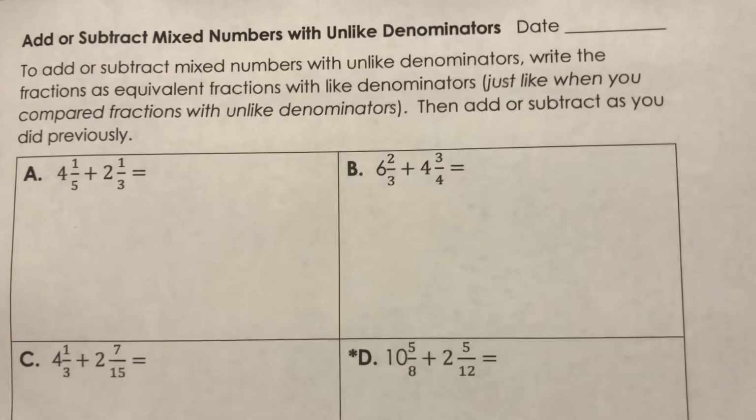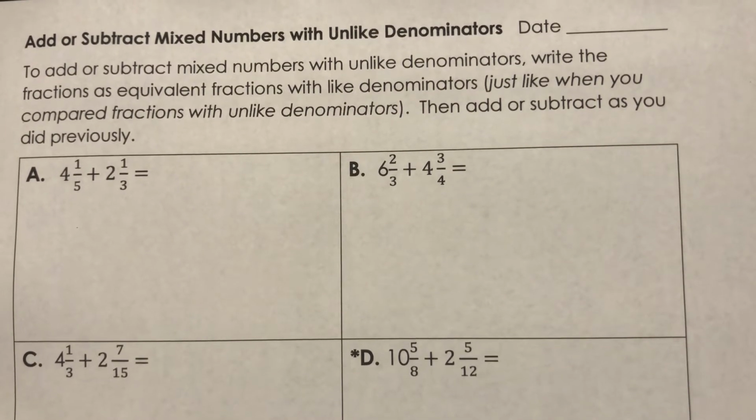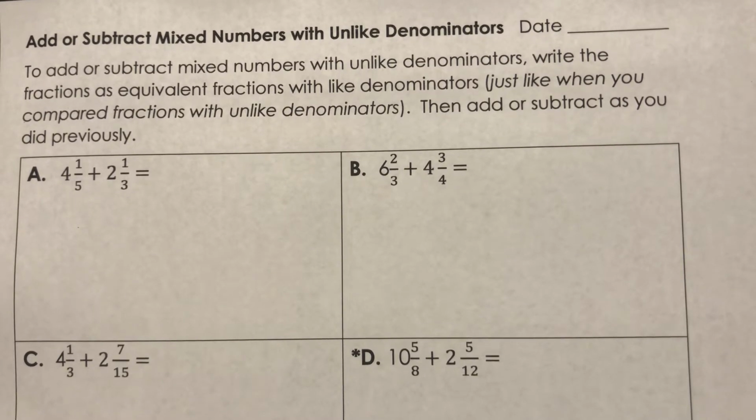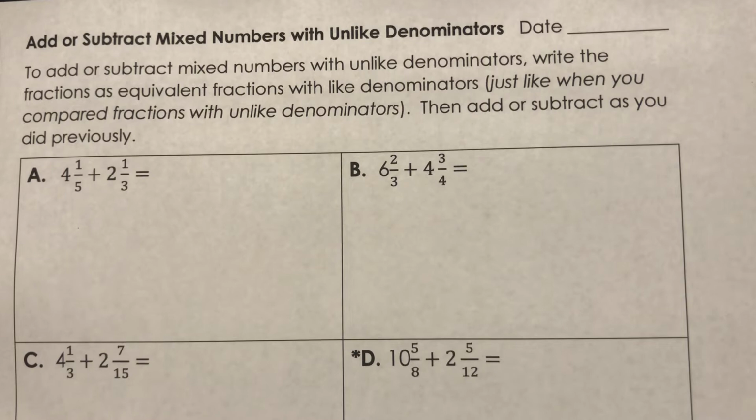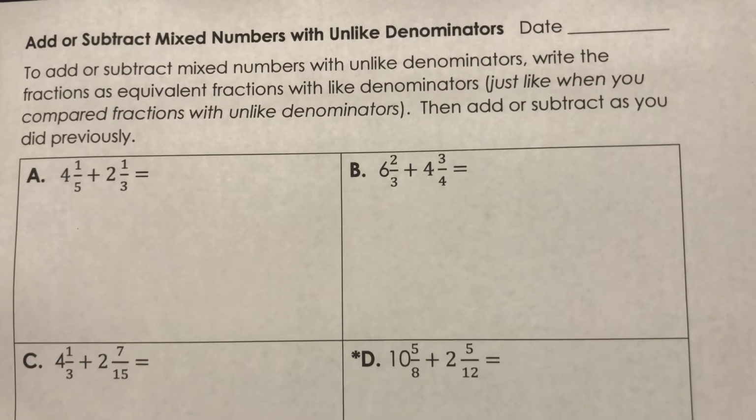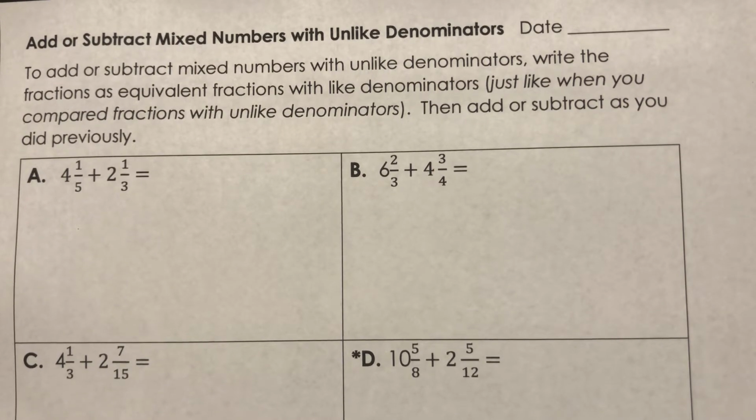Fifth graders, it's Mrs. Trombley, and today we're going to learn how to add or subtract mixed numbers with unlike denominators. What's kind of cool is we get to use everything that we've learned so far. To add and subtract mixed numbers with unlike denominators, you write the fraction part as equivalent fractions like we just did. Then you can go ahead and add or subtract as we did before also.